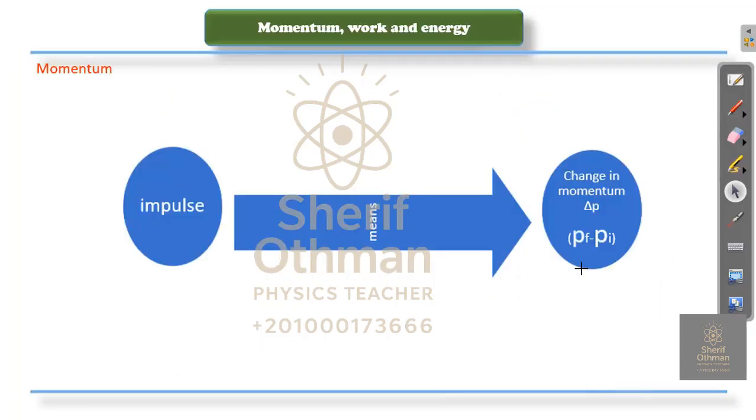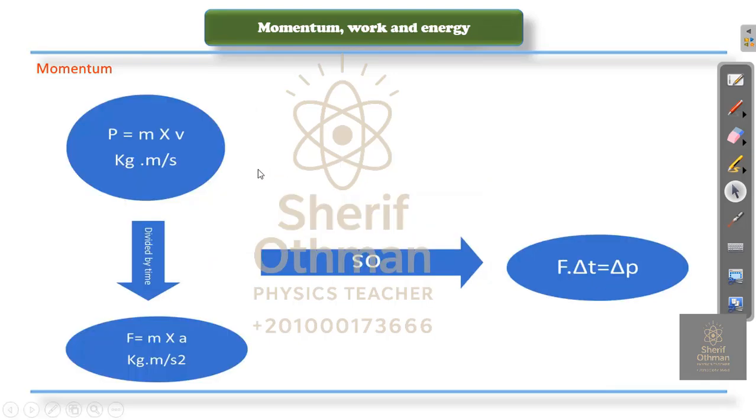So guys, as we said, impulse means change in momentum. Delta P is P final minus P initial. P is equal to M times V, kilogram meter per second, while F is equal to M times A, kilogram meter per second squared. So by the end, change in momentum is equal to the force multiplied by change in time. Change in momentum is the impulse momentum.